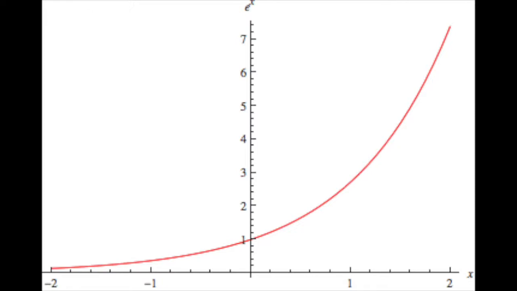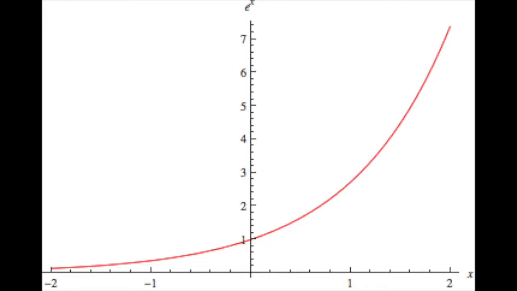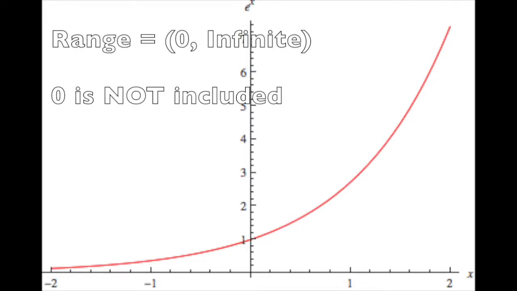Exponential functions will always contain a horizontal asymptote. In this case, the horizontal asymptote is at 0. This graph's domain is all real numbers, since the function travels infinitely along the x-axis. On the other hand, the range of this graph is 0 to infinity, because the graph will never cross the horizontal asymptote.